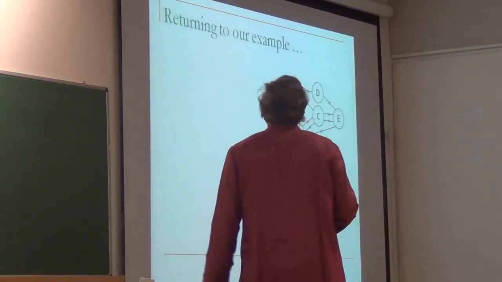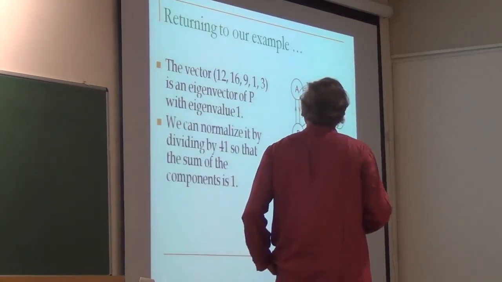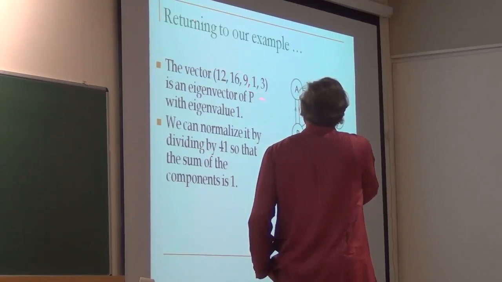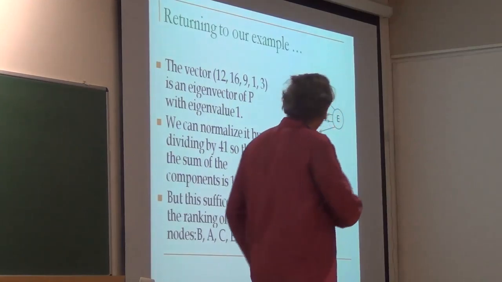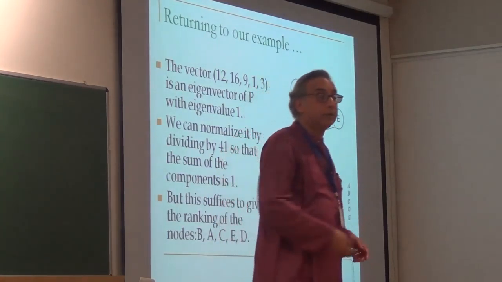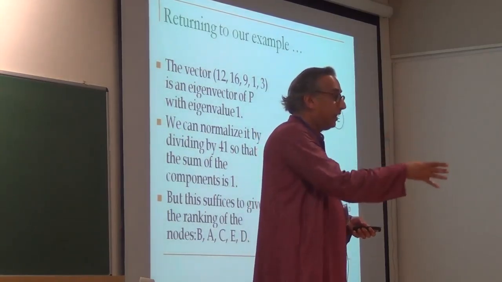Returning to our example, when you do the calculation, it turns out that the eigenvector corresponding to eigenvalue 1 turns out to be a vector with entries like 16 and 3. You divide by 41 to normalize the measure of the probabilities, and that gives you the rank of B, A, C, D, E. That's what's spit out. And of course, the computer can do this very fast, and it spits it out.